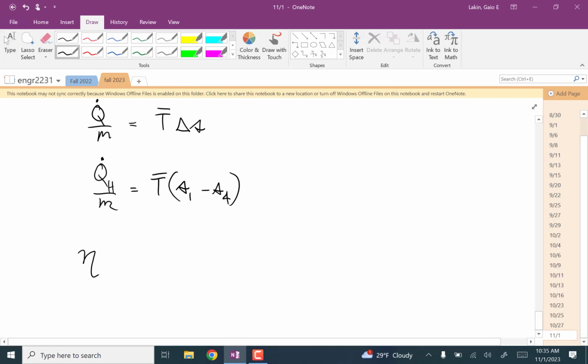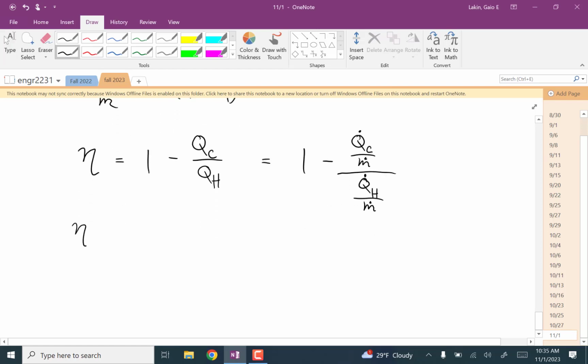And so our efficiency is 1 minus Q C over Q H, we can write that as 1 minus Q C dot over m dot divided by Q H dot over m dot. And that's equal to 1 minus.